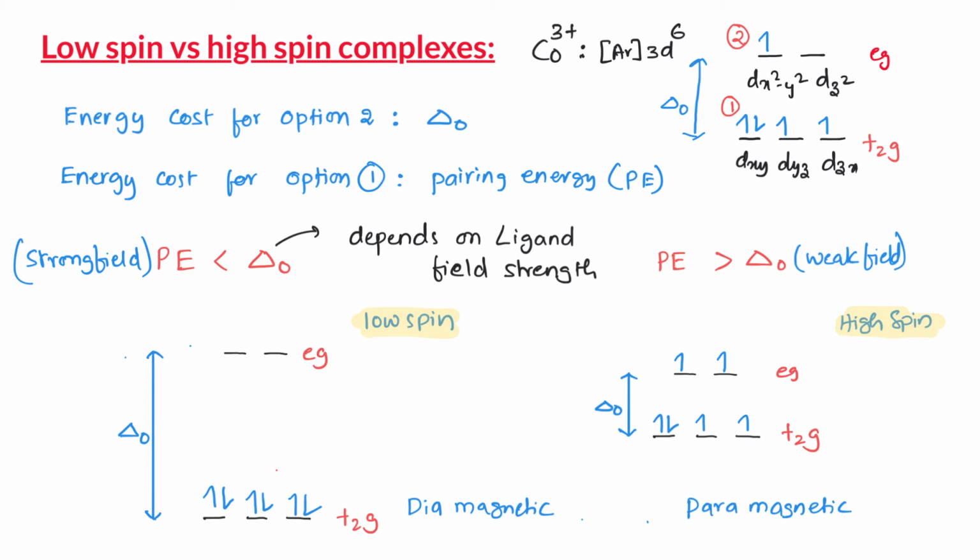So, let us now answer the question posed at the beginning of the video. Ammonia is a strong field ligand. Therefore, hexaamminecobalt(III) is found to be diamagnetic, whereas F- is a weak field ligand. Therefore, the hexafluorocobaltate(III) ion, [CoF6]3-, is found to be paramagnetic in nature.